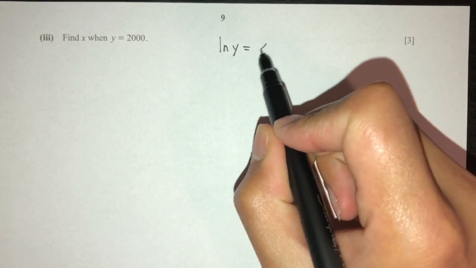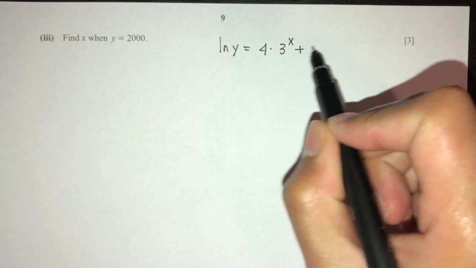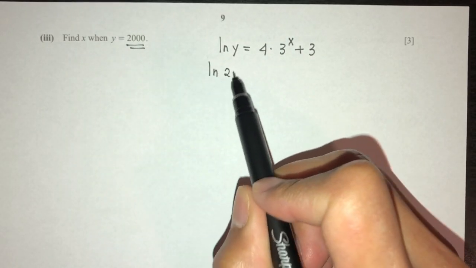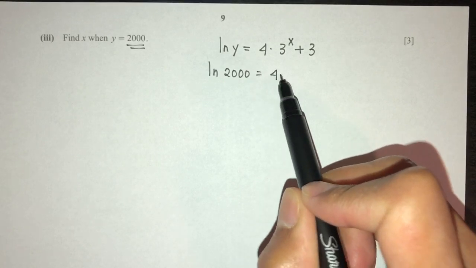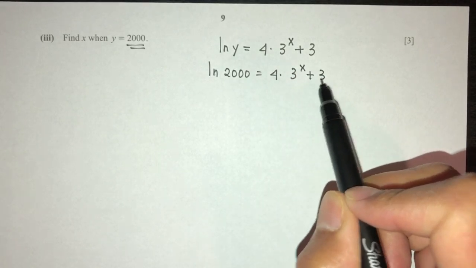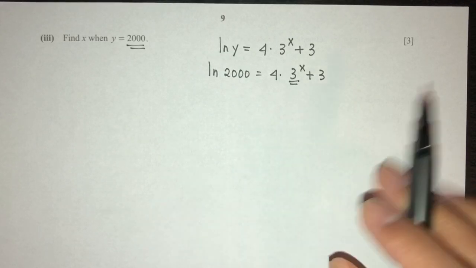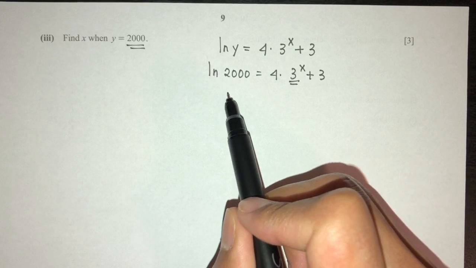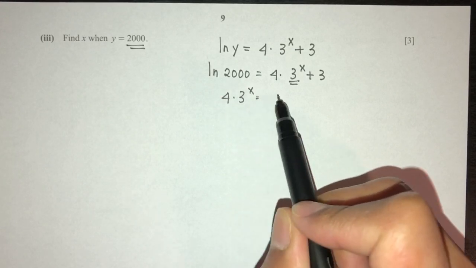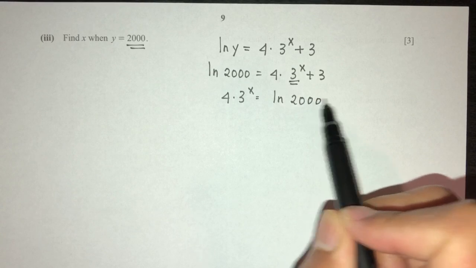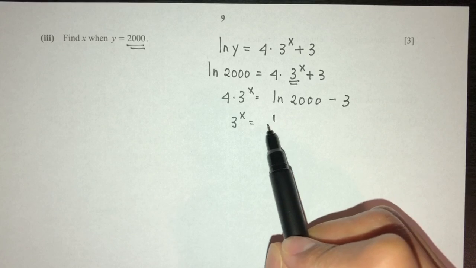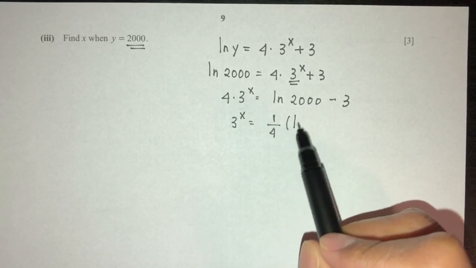So we have ln y equal to 4 times 3^x plus 3. Find the value of x when y equals 2000. So ln 2000 equals 4 times 3^x plus 3. Now we have to make x the subject of the formula. First we send 3 to this side, so you will have ln 2000 minus 3. Now this will become divide by 4, so you will have 1 over 4 times this.